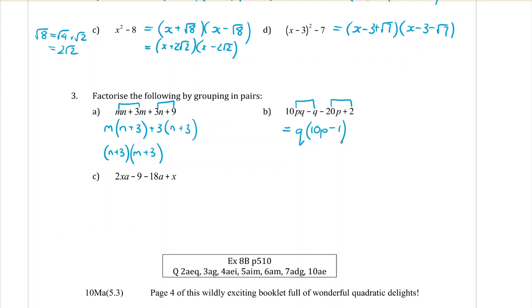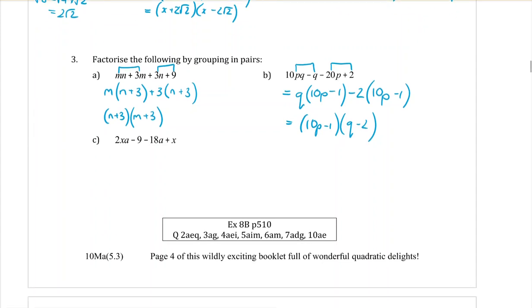I need to bring out a 2, but not just a 2, because that would give me negative 10p. I need to bring out the minus sign as well. Even though there's not a minus in there, I need this term to be positive because that needs to be positive, right? So I'm going to bring out a negative 2 as my factor, so that then minus 20 divided by minus 2 makes a positive 10p. 2 divided by minus 2 makes a negative 1, and now I've managed to get my brackets the same. Okay, once the brackets are the same, the 10p take away 1 is the common factor, and the q take away 2 goes into a second bracket.